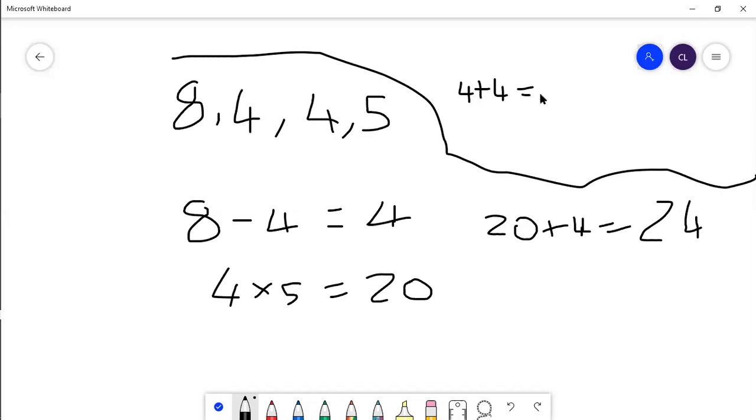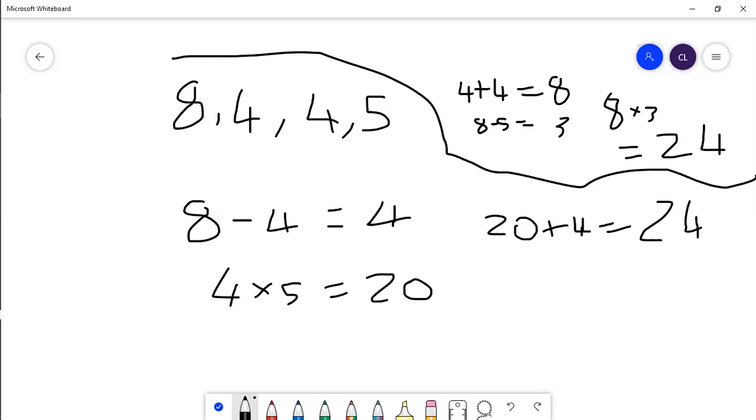4 plus 4 is equal to what? 8. And the 8 that we have here, minus 5, is equal to what? 3. And what is 8 times 3? 24. That's how the game works.